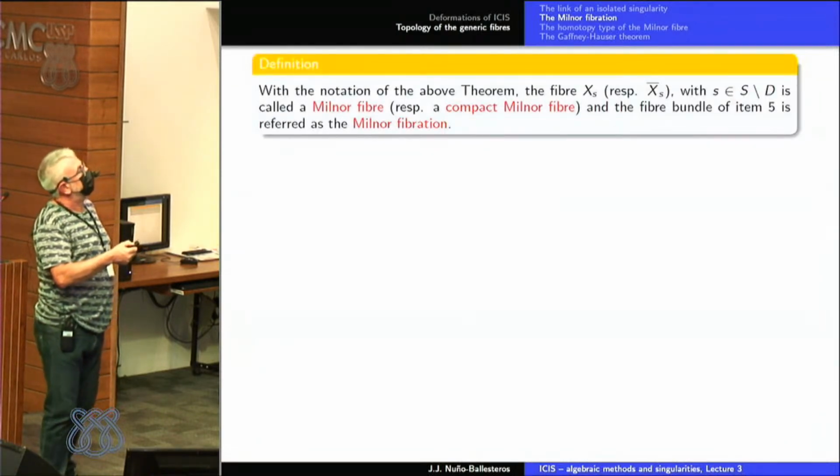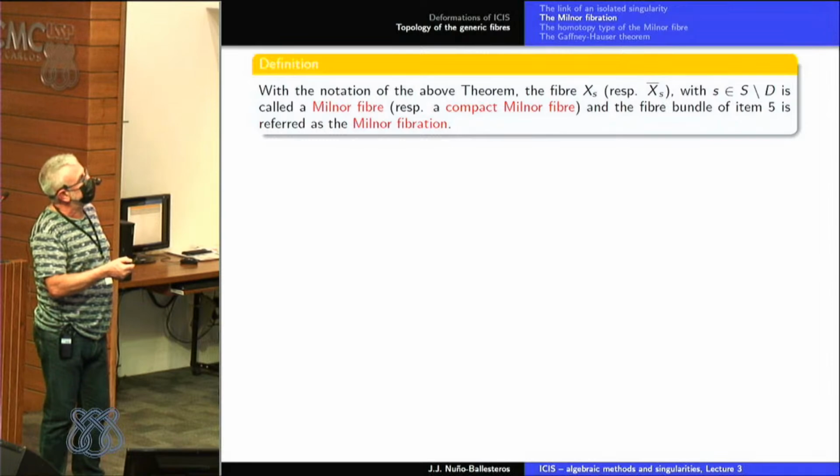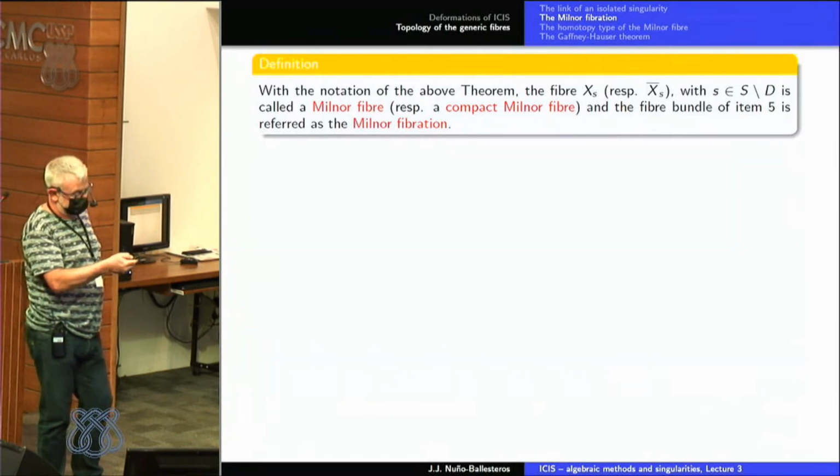So with the notation of the theorem, by definition, the fiber XS, where S is in the complementary of the discriminant, is called a Milnor fiber. And if you take the X bar S, then this is called a compact Milnor fiber. And moreover, the fiber bundle of the item 5 is called the Milnor fibration.